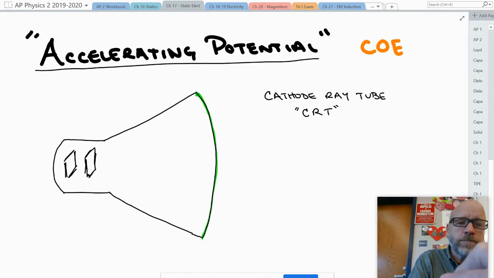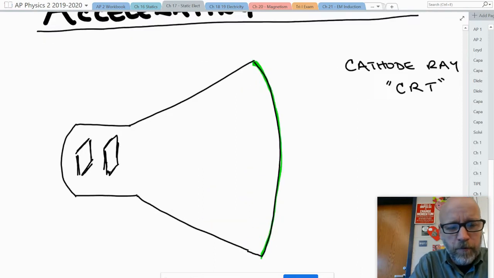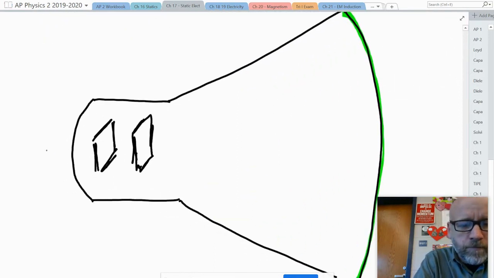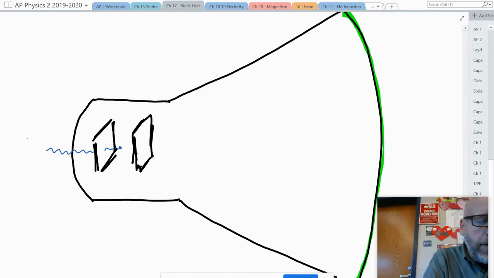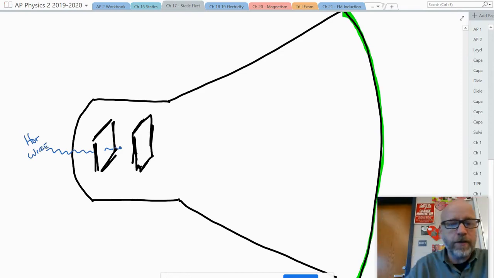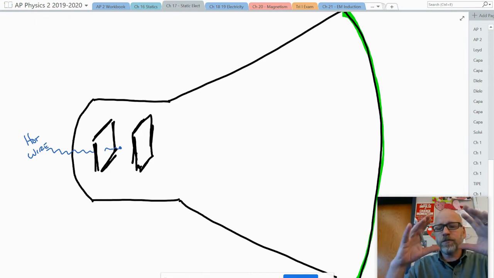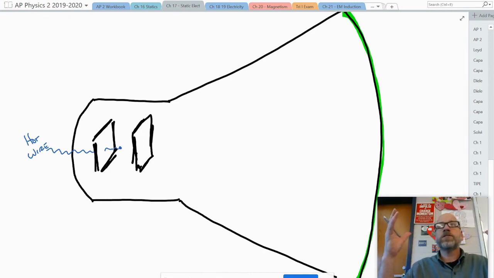The electrons, where do they come from? Well, they literally come from a hot wire. If you take a wire and you heat it up, you can heat it up with as little as 6 volts connected to a battery. And that hot wire will actually have electrons gain kinetic energy and jump off the end of the wire. When they do that, they're just sort of sitting there out in space, susceptible to electric fields.